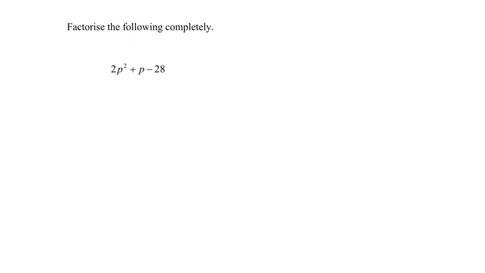Hello everyone, welcome to this part of the video where we are going to factorize the following completely. Well, I'm going to make use of the cross chart when I see us trying to factorize a quadratic expression with 3 terms. So in this case here, you will see me writing 2p squared, negative 28 first, and my positive 1p here.